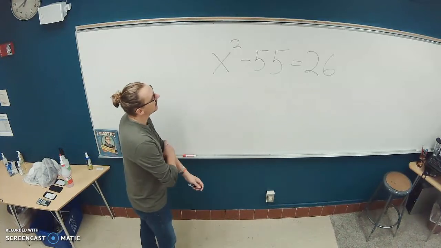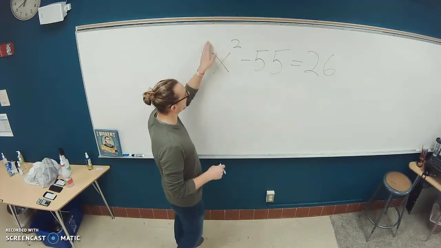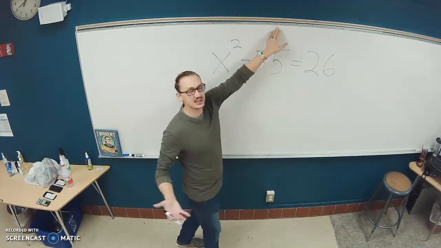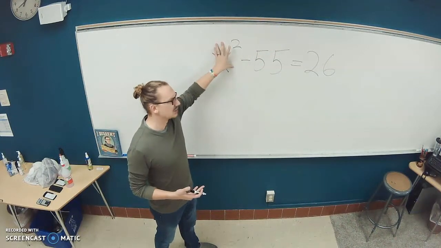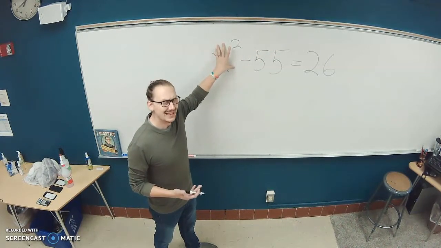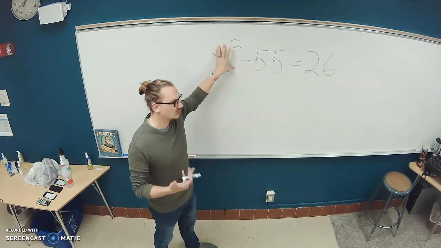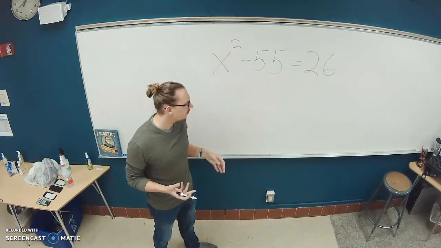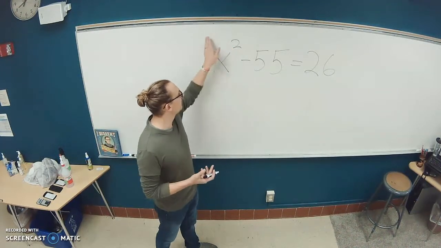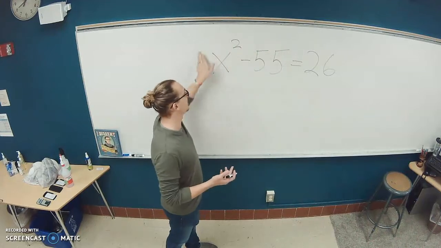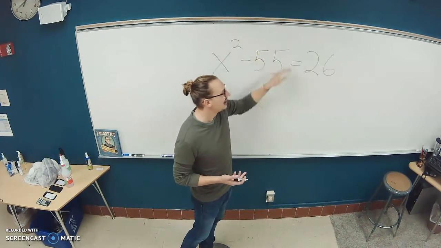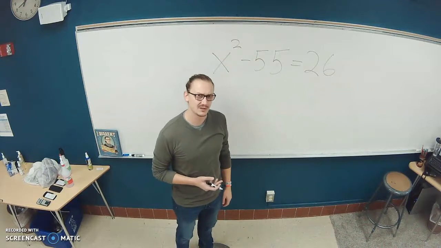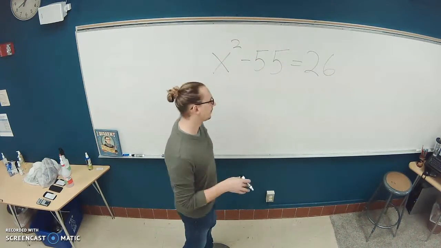The other thing you should notice is that if I try to take the square root of the whole left side, it's not just an x squared. I've also got a minus 55. Now I know how to deal with the square root of x squared. That's x. Square root of something squared is just itself. But if it's the square root of this whole side, it's not the square root of x squared and then the square root of 55. It's the square root of the whole side. I don't know how to do the square root of x squared minus 55. So we're not going to.